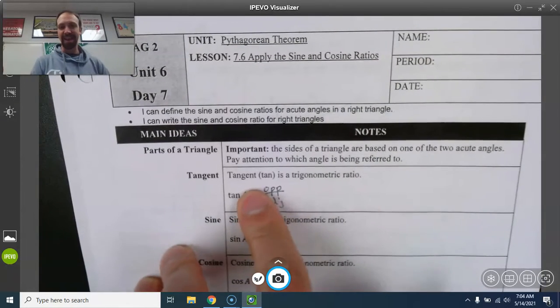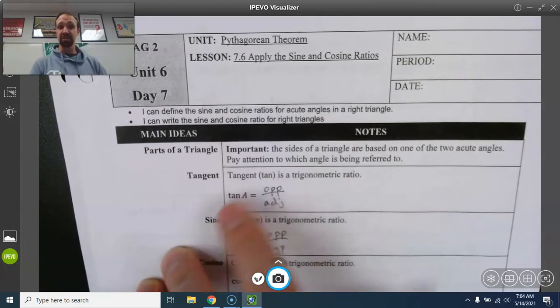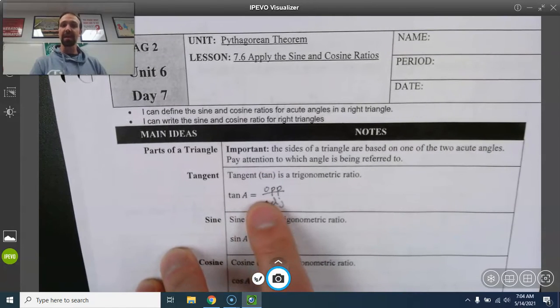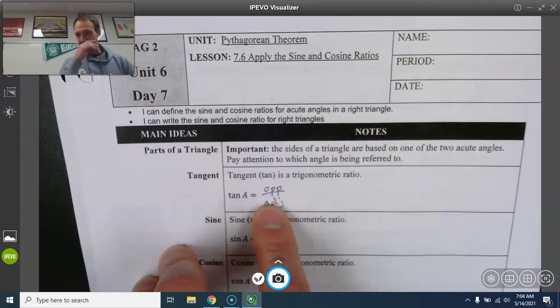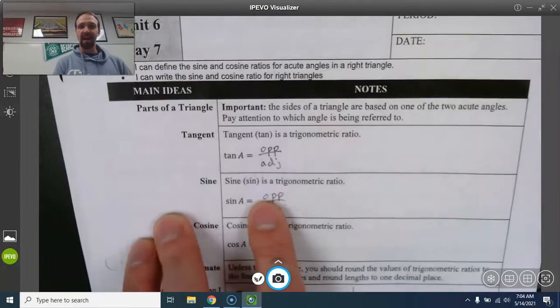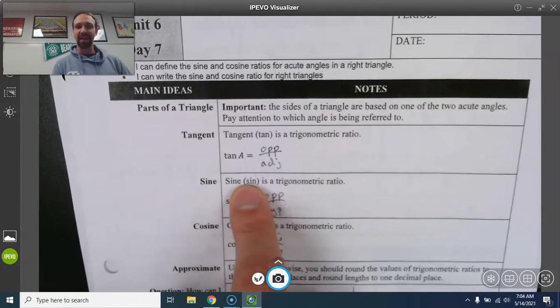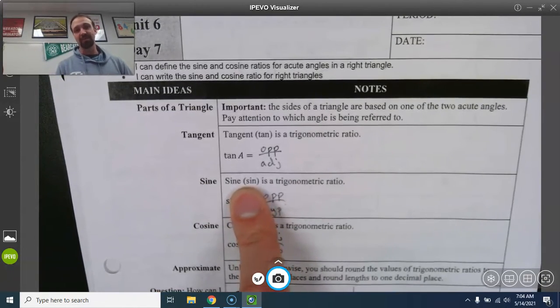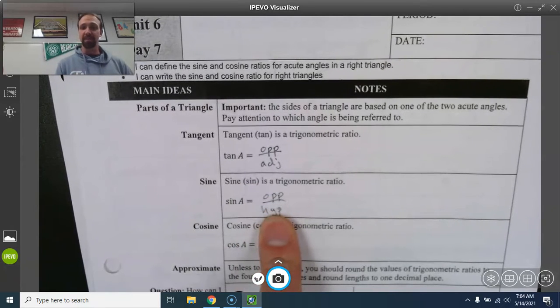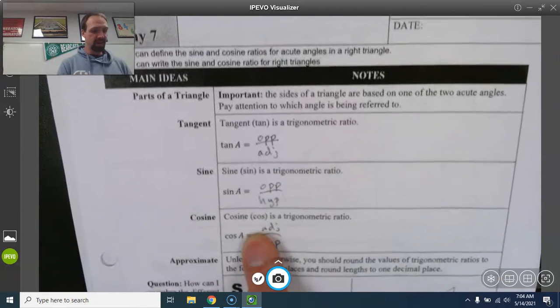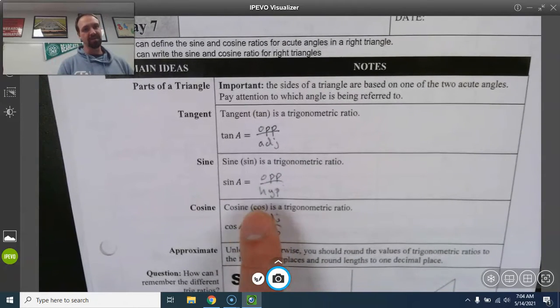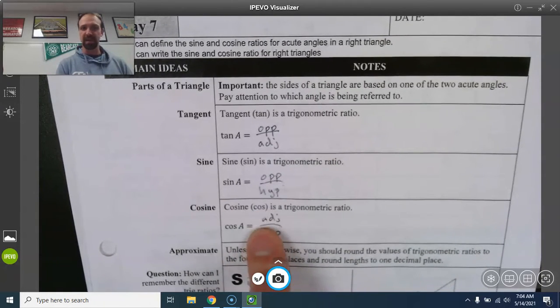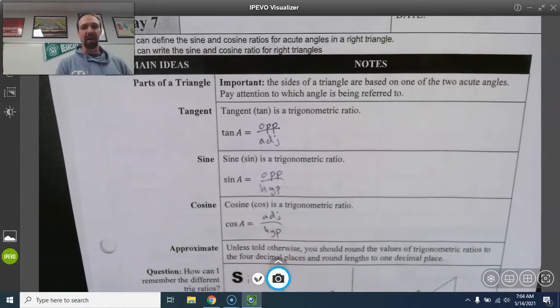Tangent is abbreviated tan, so if you see that, just know that it's tangent. And the tangent of A is the length of the opposite side divided by the length of the adjacent side. That's review. Sine, which is abbreviated sin, a common mistake a lot of students make is that they say this is sin, it's really sine, and that's opposite, the length of the opposite side over the length of the hypotenuse. And then cosine, again, cosine, not cos, but cosine, is adjacent over hypotenuse.